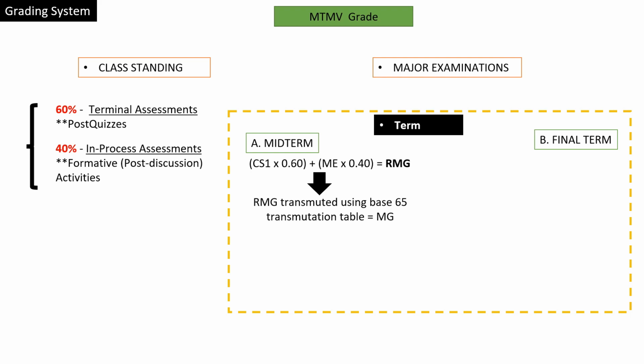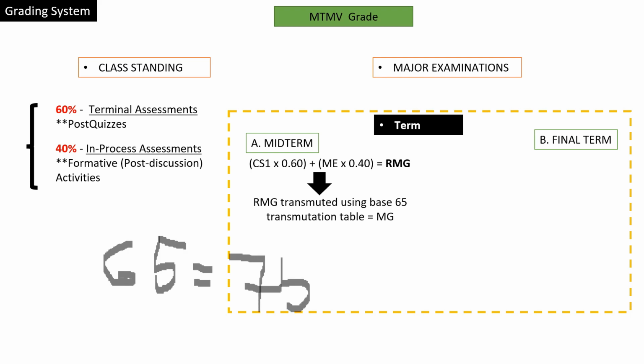And then, yung raw midterm grade na yon will be transmuted using the base 65. Okay? Check natin yung transmutation table. And then, yun yung magiging midterm grade nyo, which is yung makikita sa School Bliss. So, basically, pag nakuha mo is 65, ang grade mo sa Bliss will be 75. Okay?